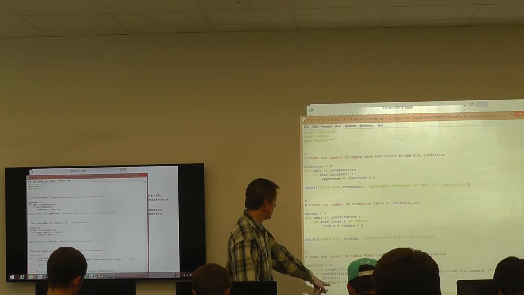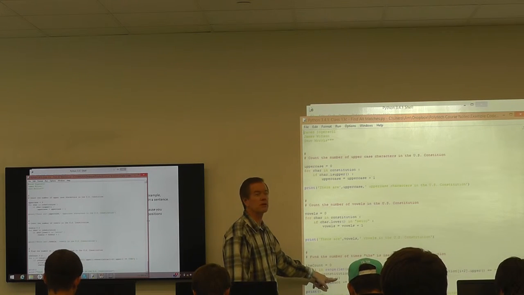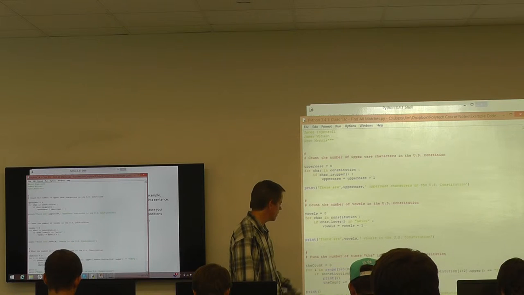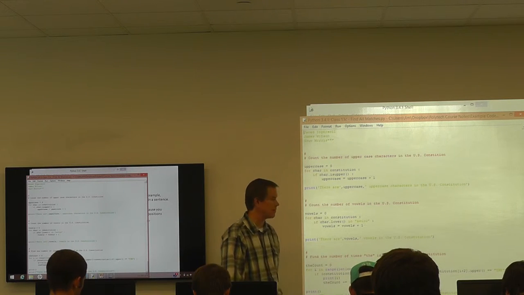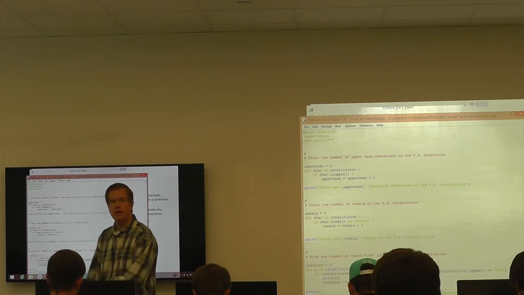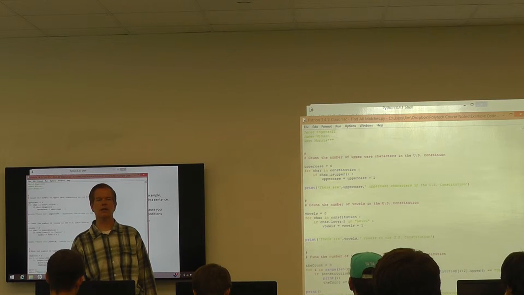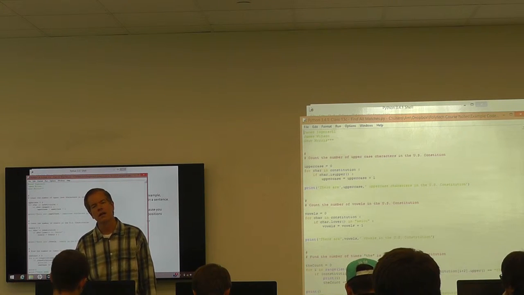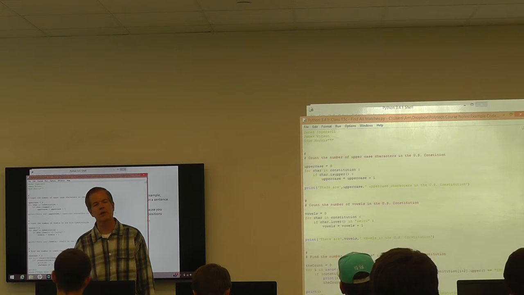If it equals "the", then print i. So in other words, print the location that I'm at and increment my count, and then say, hey, this is how many times it happened. So how many times do you think there's "the" in the Constitution? Huh? 12. We got 12. Anybody want to go higher or lower?